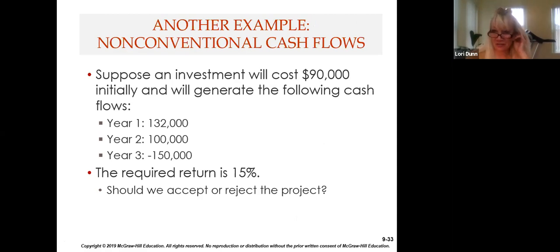We could also take a look at the one in the book if we have time, but this one gives another perspective. So jot these numbers down. Your initial investment is $90,000. Year one, you're going to have a positive 132,000. Year two, a positive 100,000. And year three, a negative 150,000.